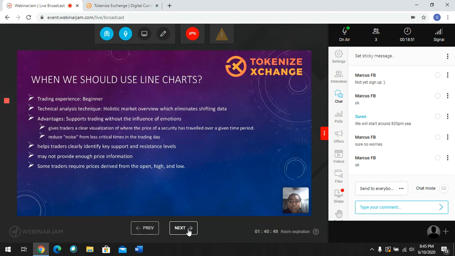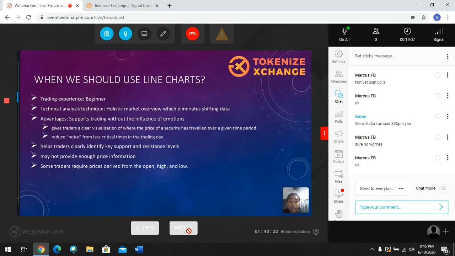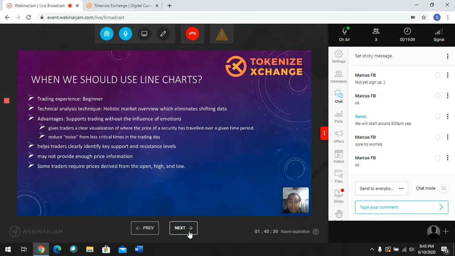The advantage is that it supports trading without the influence of emotions. Why do I say that? Just look at a glance and you know, okay, it's still on the upper side, so not to worry about the price movement. I think it's still okay. So at a glance, emotionally, you are not too attached to the price charts. It gives traders a clear visualization of where the price of a security has traveled in a given time period.